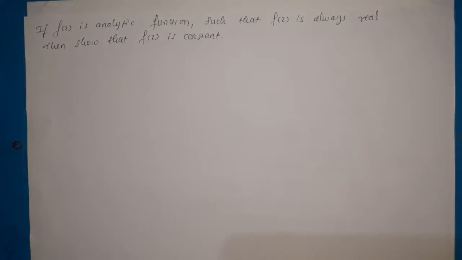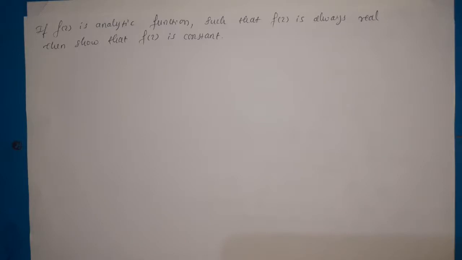The next example is: f of z is an analytic function such that f of z is always real, then show that f of z is constant. So here it is given that f of z is analytic, hence it satisfies CR equations, and one more condition is given, that f of z is always real.